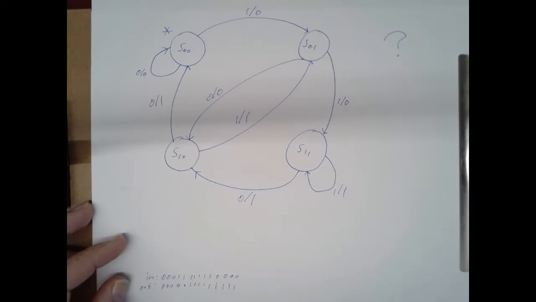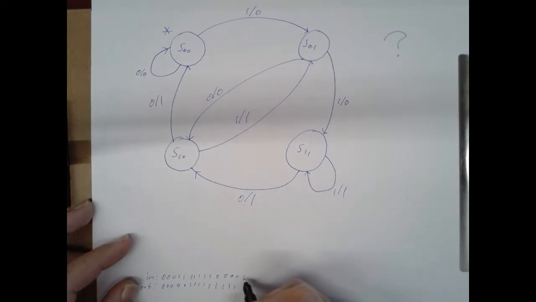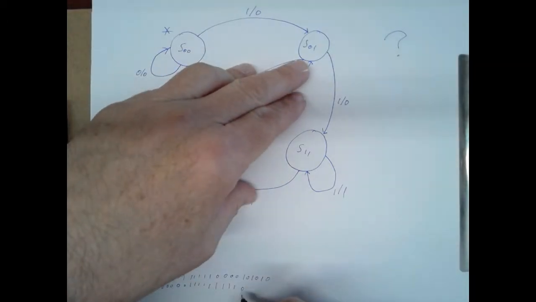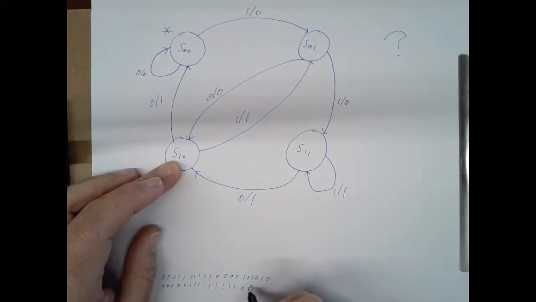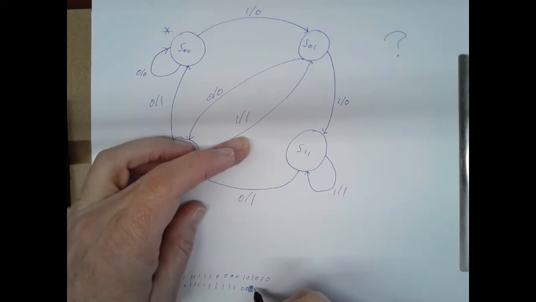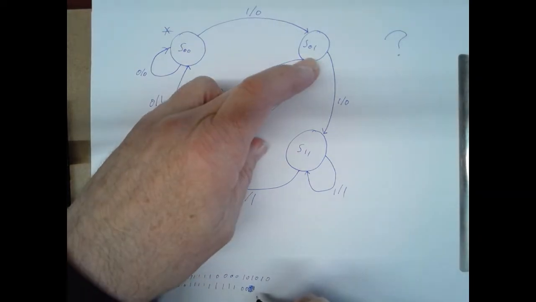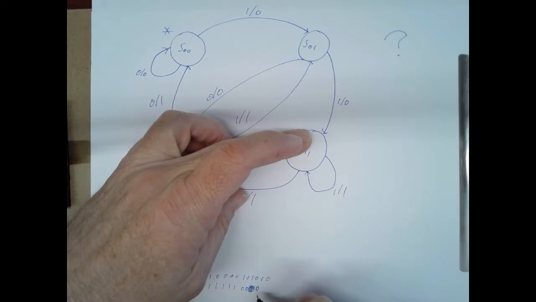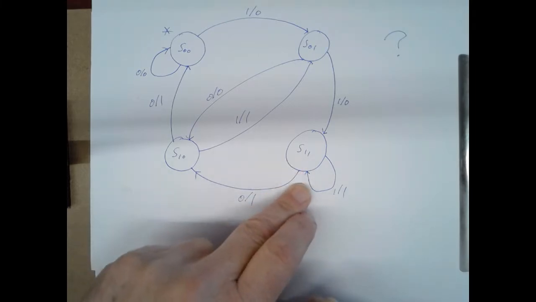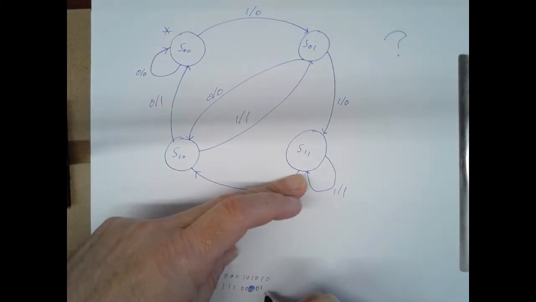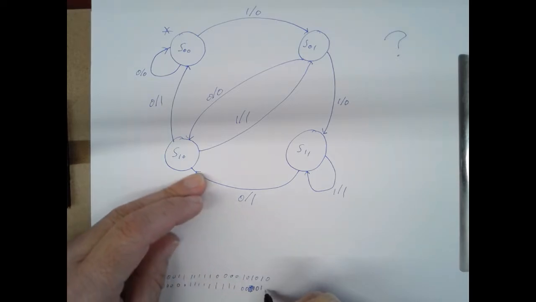So you enter 1 0 1 0 1 0. So 1 brings you over here and outputs a 0. 0 brings you over here and outputs a 0. Sorry, that's under there. And then a 1 outputs a 1 and brings you here. And a 1 outputs a 0 and brings you here. And a 1 outputs a 1 and stays here. And a 0, that's not quite right.